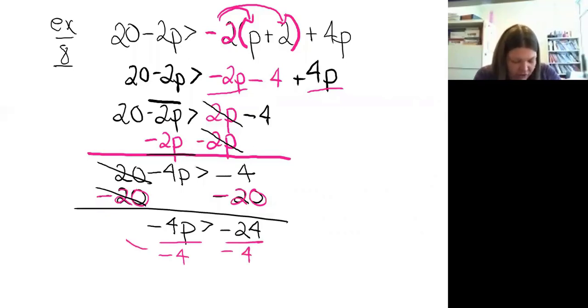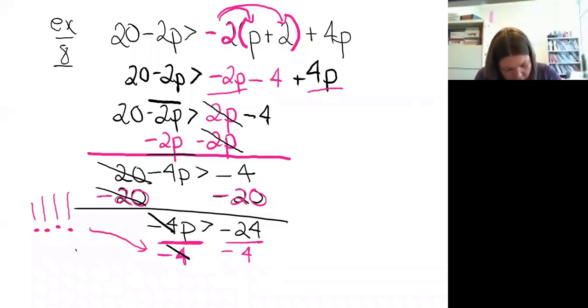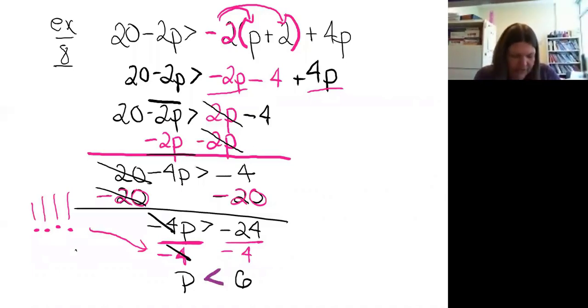And whenever you multiply or divide by a negative, that should set off the alarm bells in your head. I just divided by a -4. I just negated both sides of my inequality. And so, yes, I'll have a p on the left, and yes, I'll have 6 on the right, but my symbol will flip. It'll go from greater than to less than. And so I have p is less than 6.